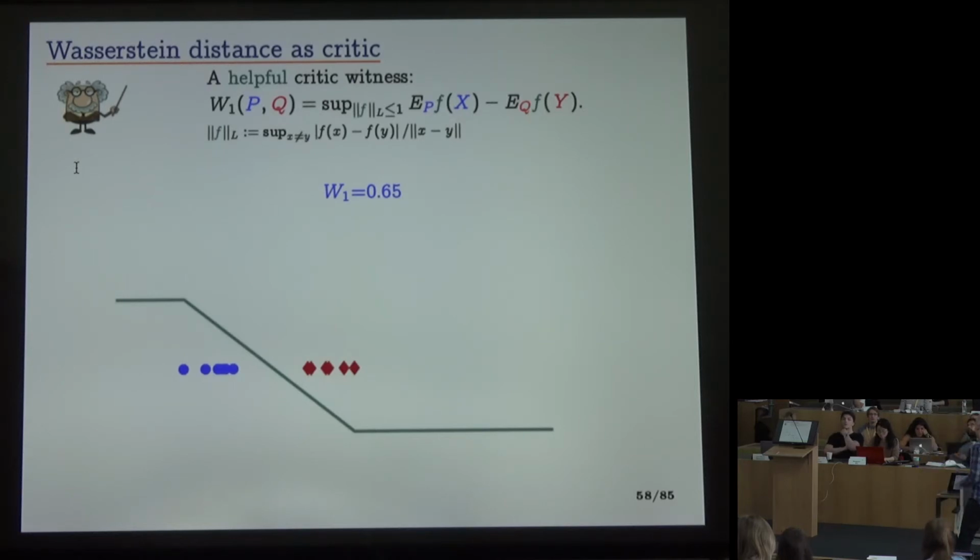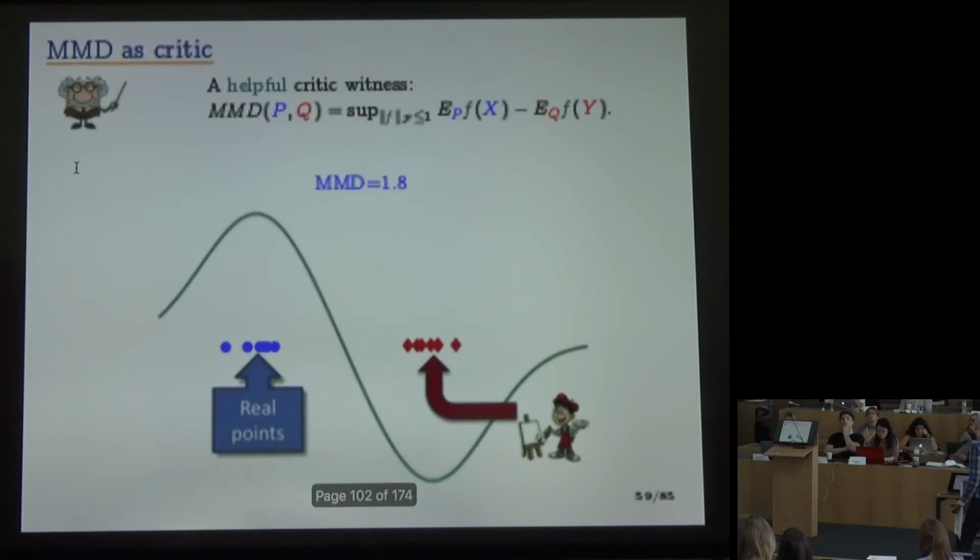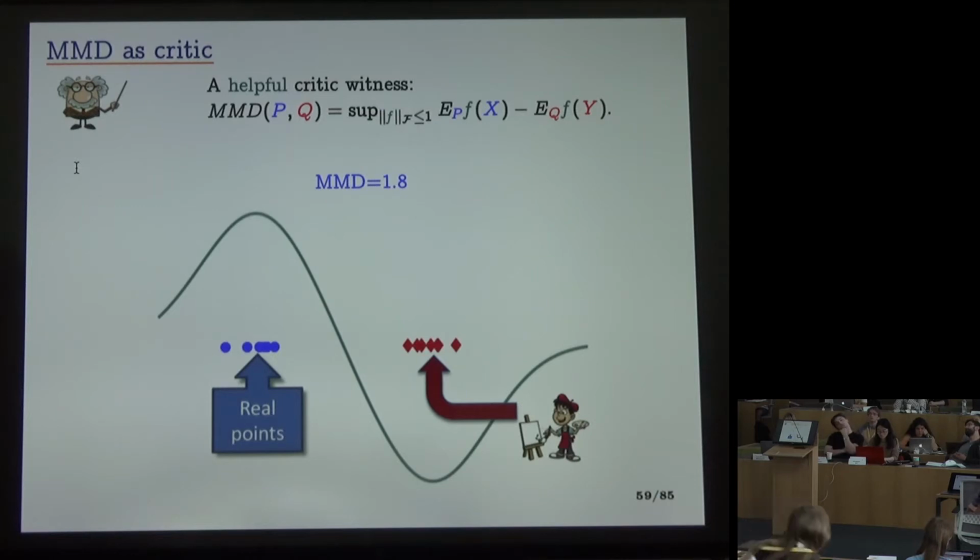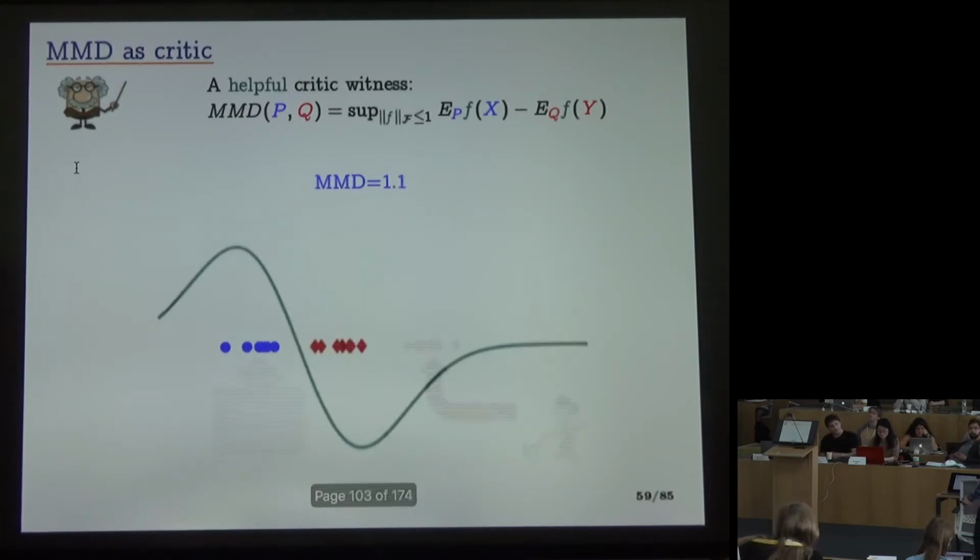And indeed, Wasserstein GANs are one of the most interesting GANs. Although what a Wasserstein GAN is actually doing is something we're going to get back to later in the lecture. Okay, what about MMD? So MMD, which we encountered yesterday, I'm looking for a function in a unit ball in a reproducing kernel Hilbert space, which again maximizes discrepancy between expectations under P and Q. MMD is a helpful critic. Here MMD is 1.8. I've moved my points closer, it drops to 1.1. So it's telling me that I'm improving.